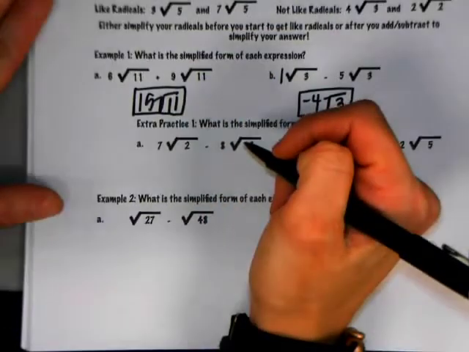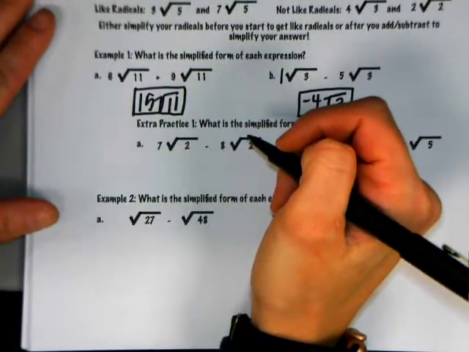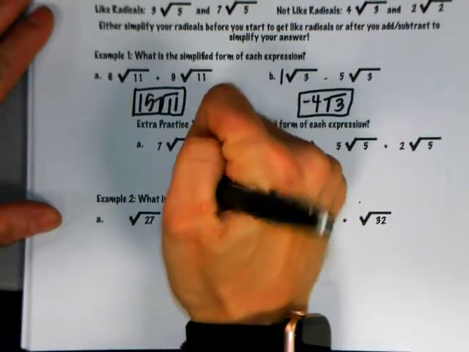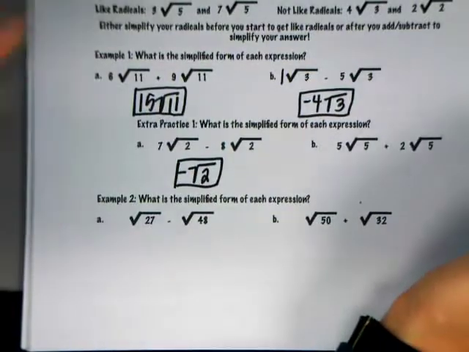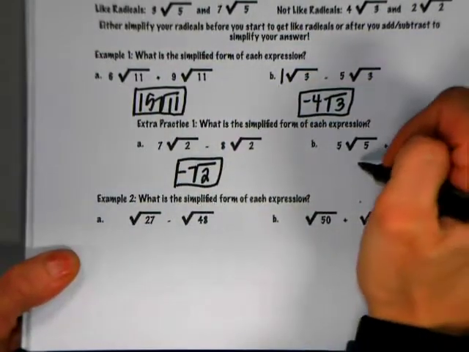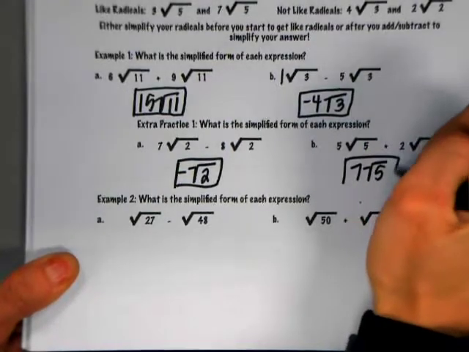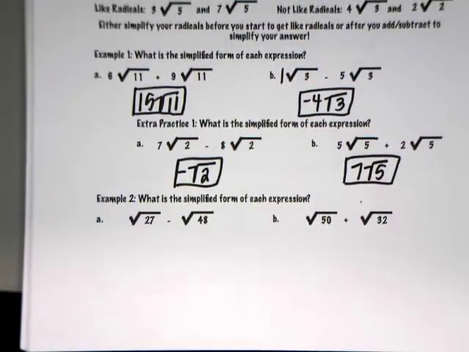Okay, we got them? So what's 7 radical 2 minus 8 radical 2? Yep, negative 1 radical 2 or just negative radical 2. Okay, and then 5 radical 5 plus 2 radical 5? Yep, 7 radical 5. Okay, we good there? We're all clear?